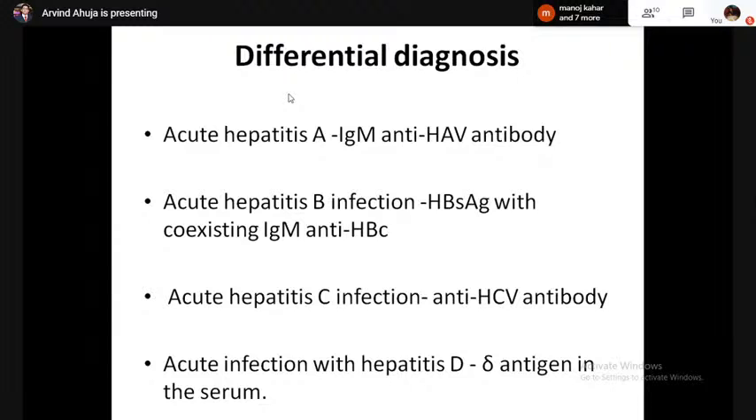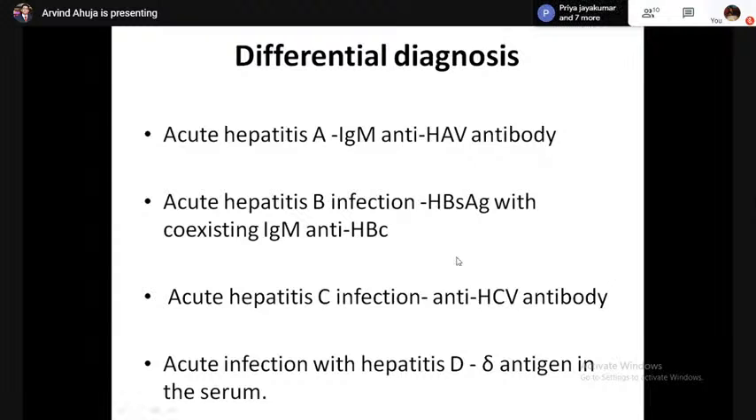Whenever you suspect acute hepatitis, anti-HAV IgM and anti-HIV antibody testing should be done. And if the acute hepatitis is hepatitis B related, then you will find serology with the HBs antigen along with coexisting IgM anti-HBc, which is an acute marker.